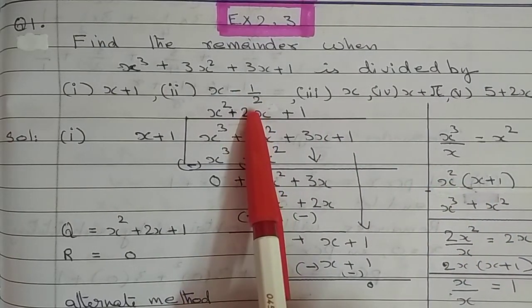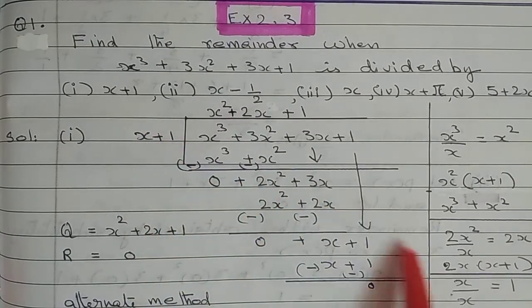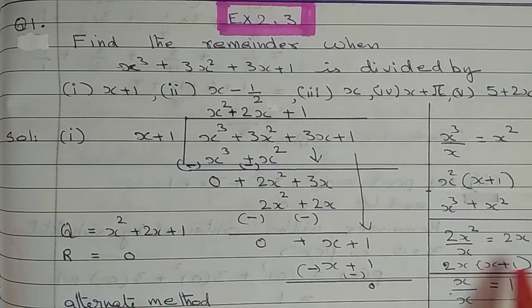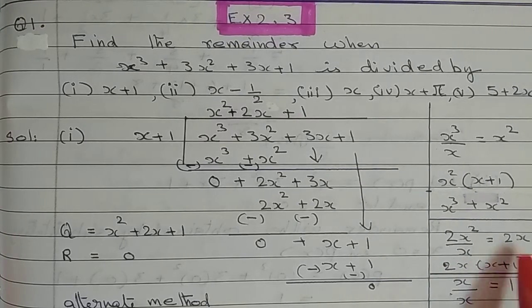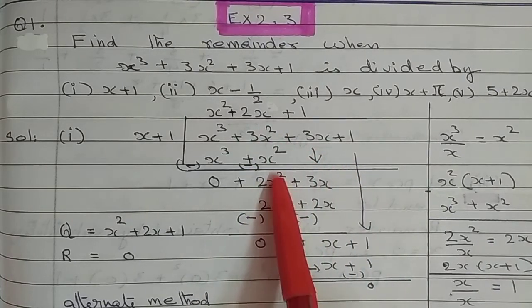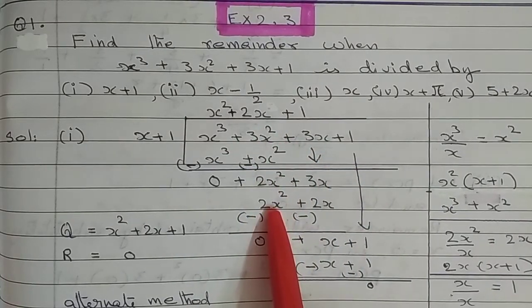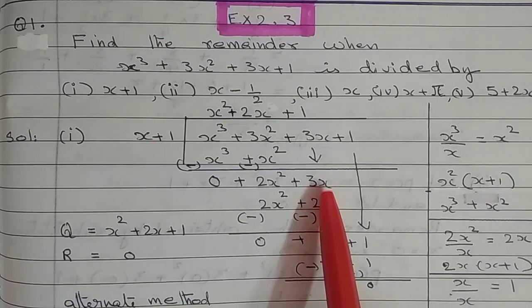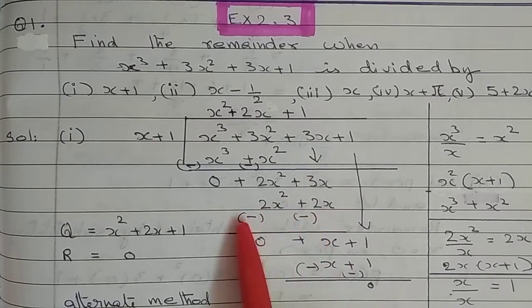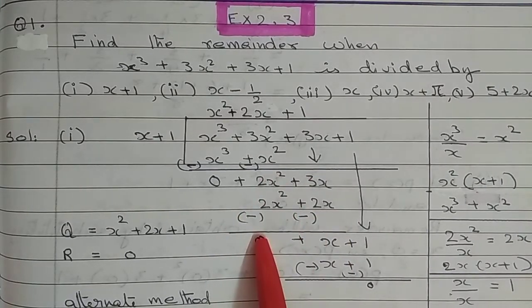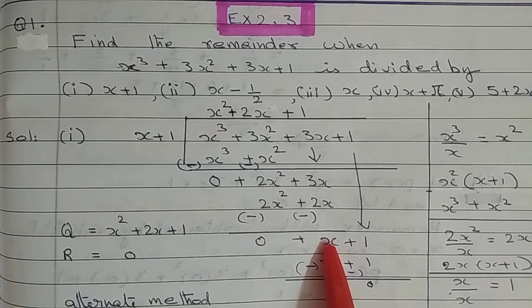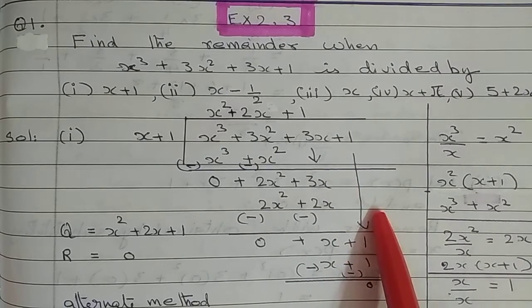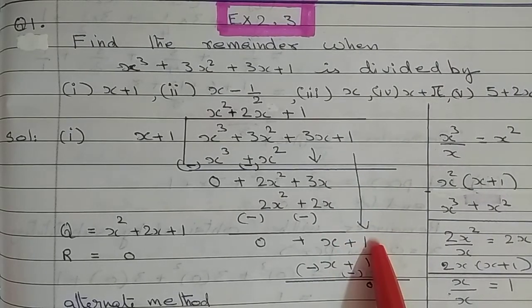Then this 2x will be multiplied by x plus 1. 2x into x plus 1, when you open the bracket, you get 2x square plus 2x. 2x square will be written below 2x square, and 2x will be written below 3x. And then subtract. Subtracting, the first term will become 0. 3x minus 2x, you will get x. Now write down the next term, that is 1. You will get x plus 1.